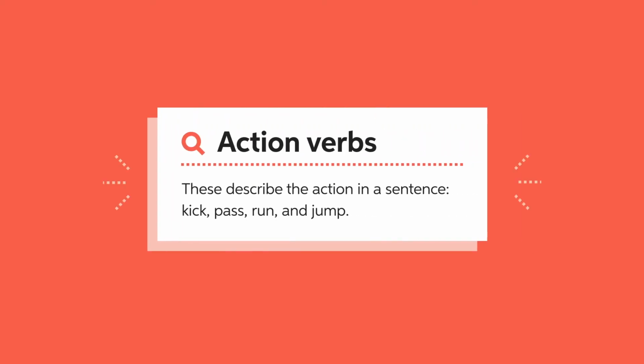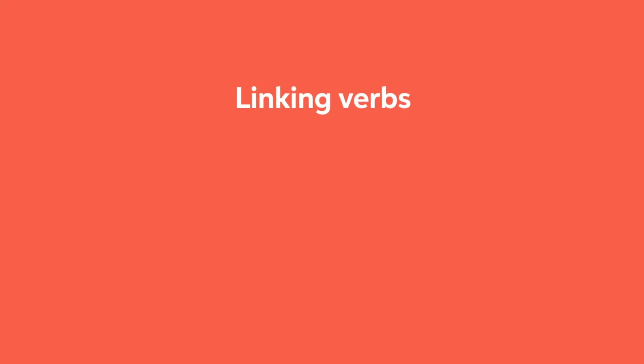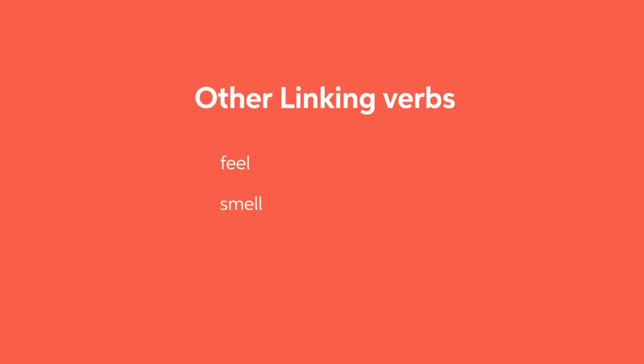Next, we have action and linking verbs. Action verbs describe the action in a sentence: kick, pass, run, and jump. Linking verbs describe the relationship or state of being of the words that they connect. The most common linking verb is to be, and its other forms like is, was, been, or being. This category also includes sensing words such as feel, smell, and taste, and words that convey a real or perceived state, such as seem, appear, and look.